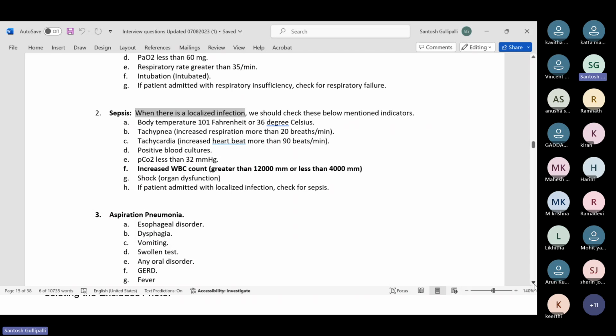Okay, so at the time of inpatient coding for sepsis, you can check for these indicators. You need to meet at least 2 indicators. Only then can you code sepsis. For example, the physician documented sepsis, but the temperature is less than 100, the respiratory rate is normal, the heartbeat is normal, and the leukocytosis count is normal. In that case you do not consider it as sepsis.